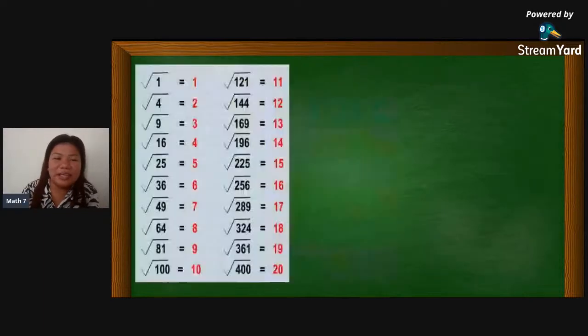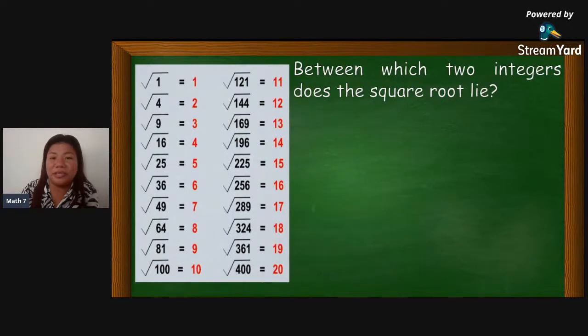Okay, so let us have now activity number 3. So the direction here is between which two integers does the square root lie? Okay, so saan daw nakalay yung square root? Ito yung katulad din nung kahapon.